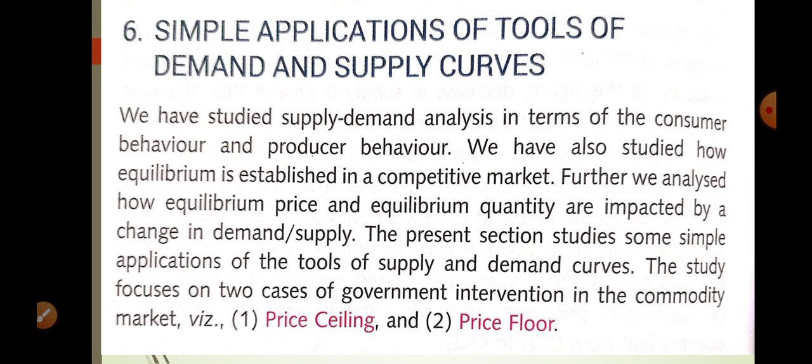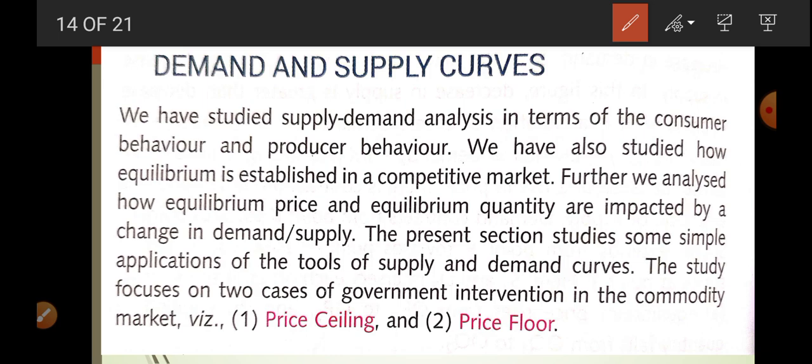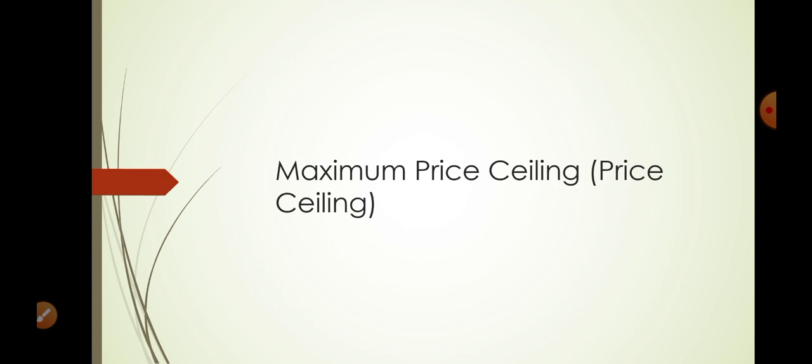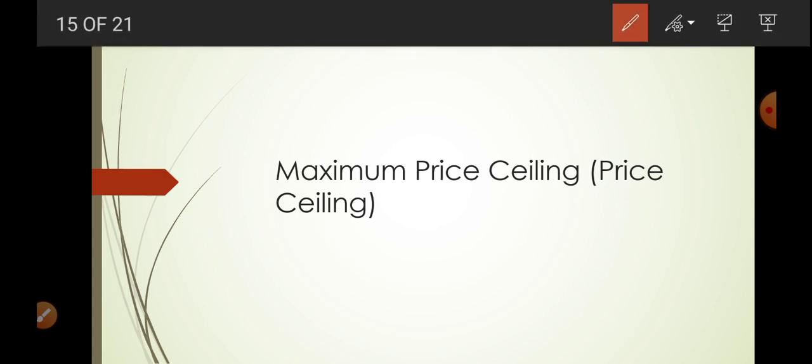Okay, so now the next topic is a simple implication of this demand and supply. Government intervenes in the market by price floor and price ceiling. So let me explain what these two are. First of all we are going to study maximum price ceiling, or simply price ceiling.